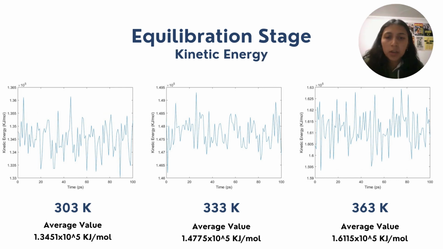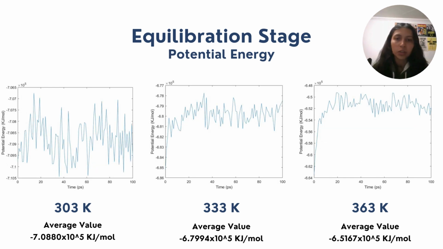In terms of kinetic energy, we can see that there are also evident fluctuations, as with temperature. These fluctuations are around the initial energy values established for each simulation, being the average energy for the first system 1.3451 times 10 to the power of 5 kilojoules per mole, for the second 1.4775 times 10 to the power of 5 kilojoules per mole, and for the third 1.6115 times 10 to the power of 5 kilojoules per mole, pretty similar to the values obtained at the end of the heating stage.